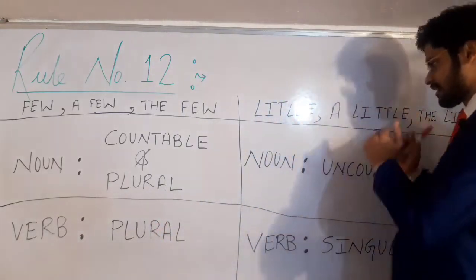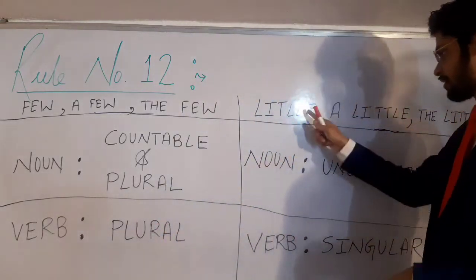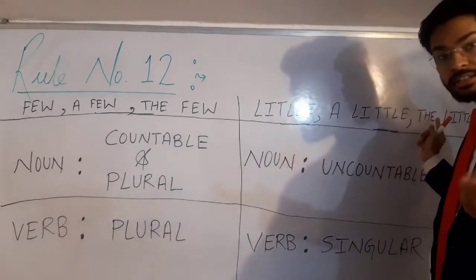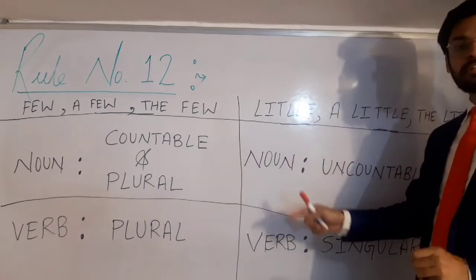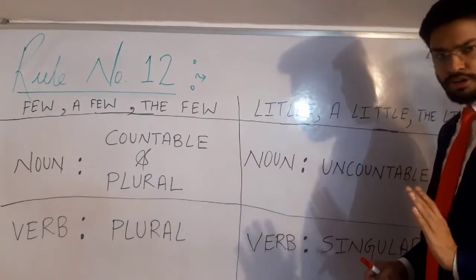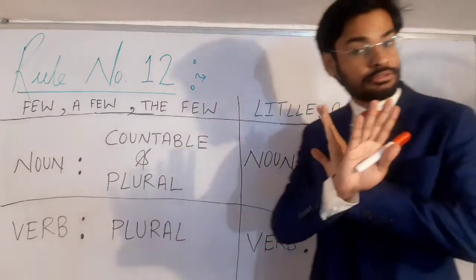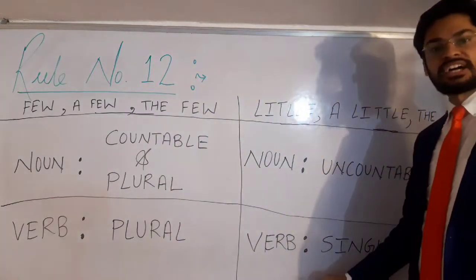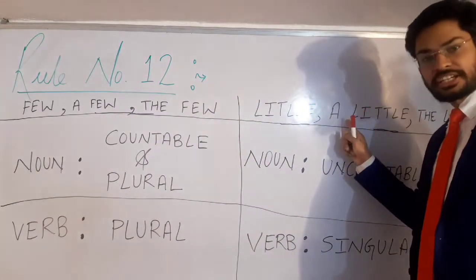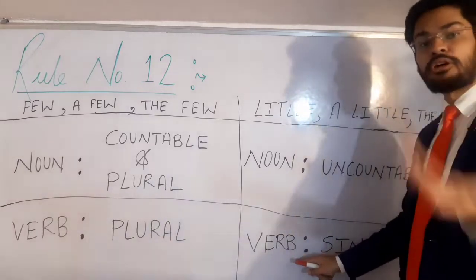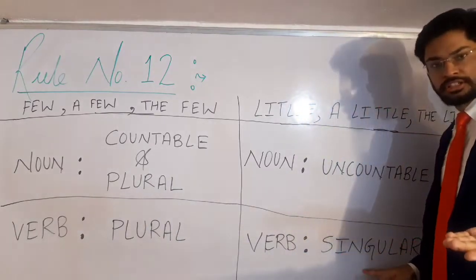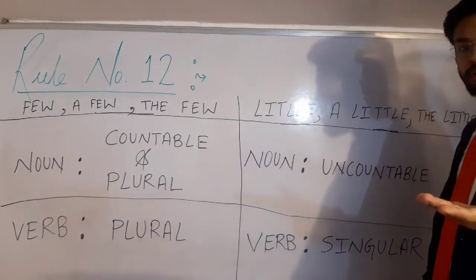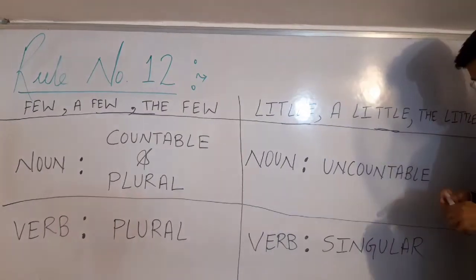Now come to these cases. If the adjectives are little, a little, the little, then your noun would be always uncountable. और uncountable में singular, plural जैसा कुछ भी नहीं होता. Alright? And इनके साथ इस्तेमाल होने वाला verb with these adjectives, our verb will be always singular, students. So please note down the rule. Moving on to the next rule, students.